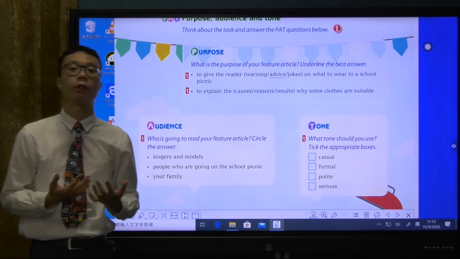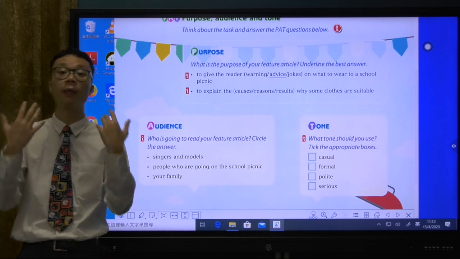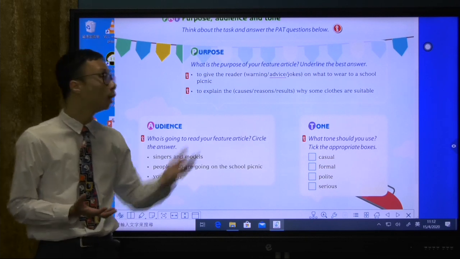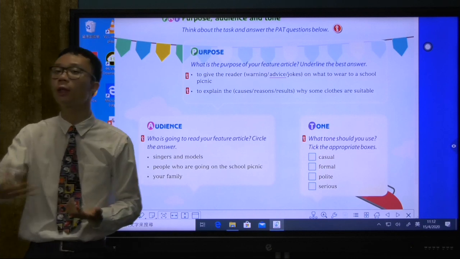Because you can give advice to people, like what they are supposed to wear and how they should prepare for the hiking trip. That's something where you want to give advice, not just a straight-ahead warning.